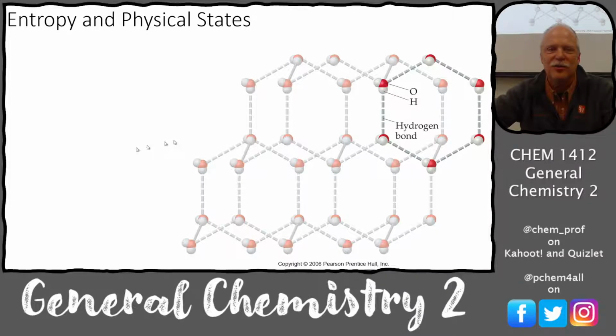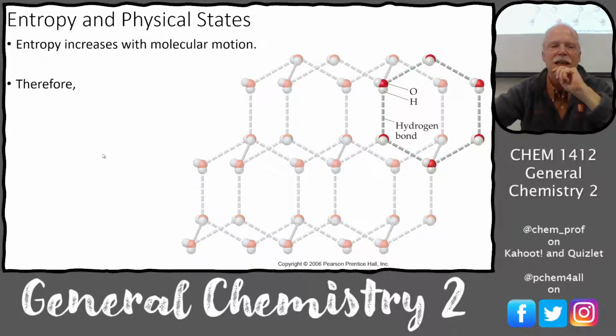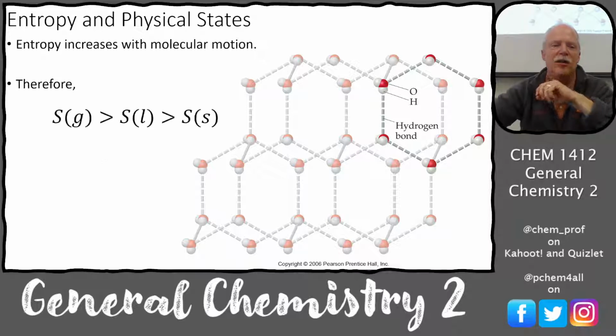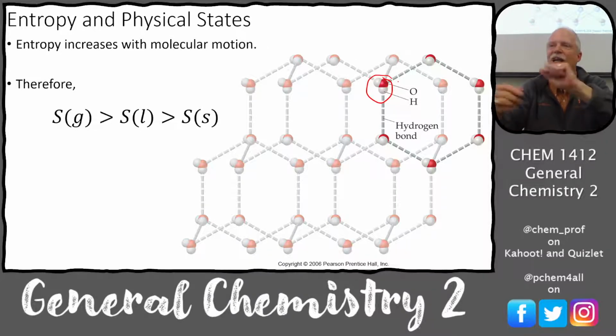So entropy in physical states, we've kind of talked about solids, liquids, and gases. Entropy increases with molecular motion. So gases move the most. Liquids move more than solids. So if something's fixed in a solid matrix, like this is ice, a perfect crystal of ice, we have hydrogen bonding networks holding that water molecule in place. It can't really translate. It can't really rotate. So there's very little motion in the solid, especially in a crystal.